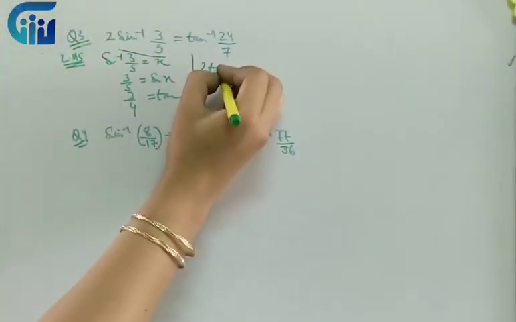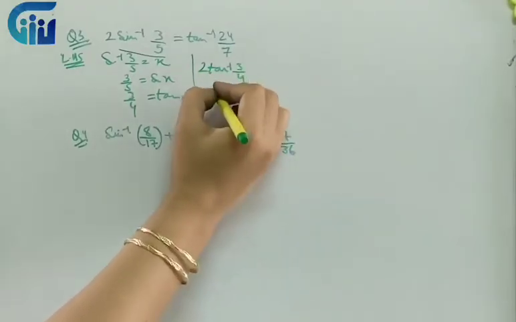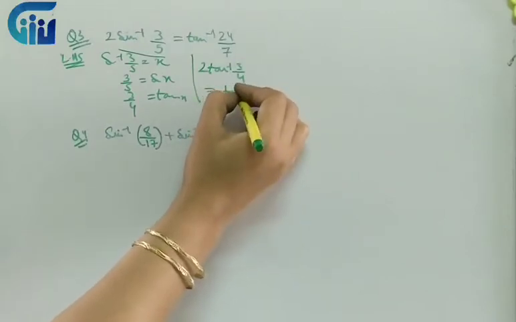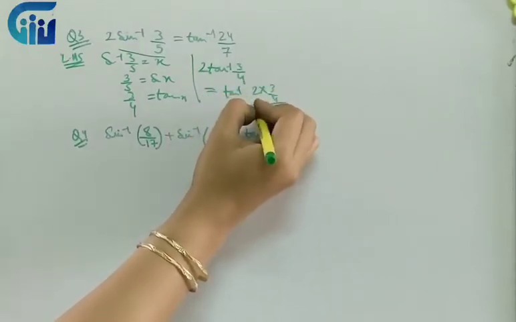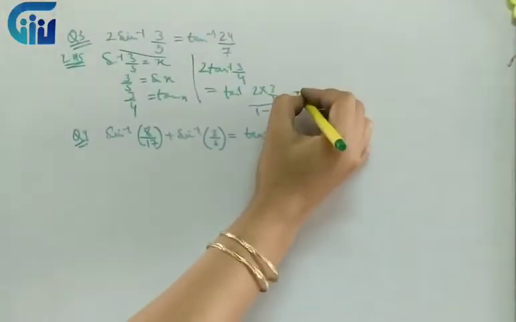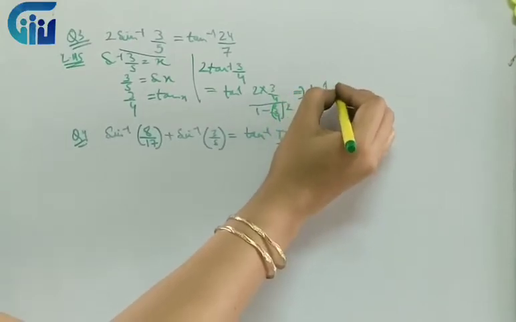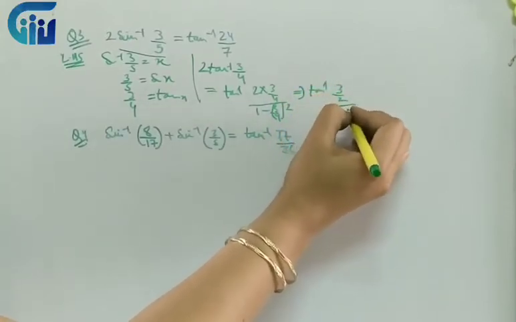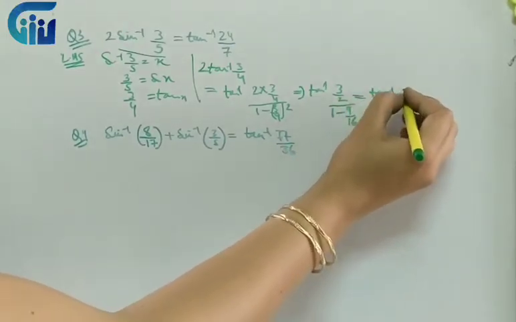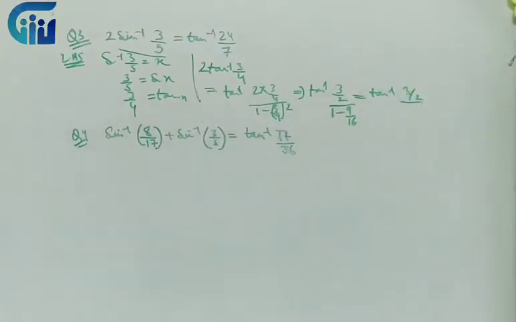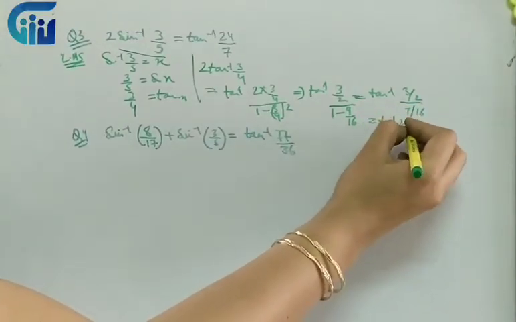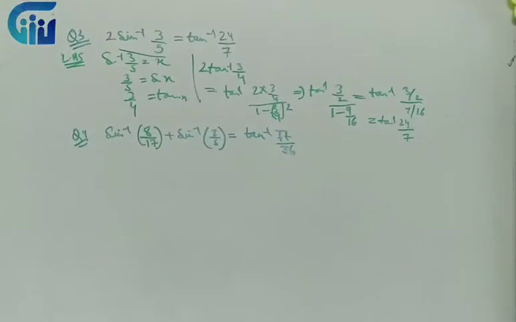So I can write it as 2 tan inverse 3 by 4. Then we can apply the formula of 2 tan inverse x in terms of tan, because we have to prove it as tan. So tan inverse 2x upon 1 minus x whole square. Right? So this will be tan inverse of 3 by 2 upon 1 minus 9 upon 16. If I solve it up, what will I get? Tan inverse 3 by 2, 16 minus 9 will be 7 by 16, and if I solve it up, I will get 24 by 7. Right? Then question number 4.